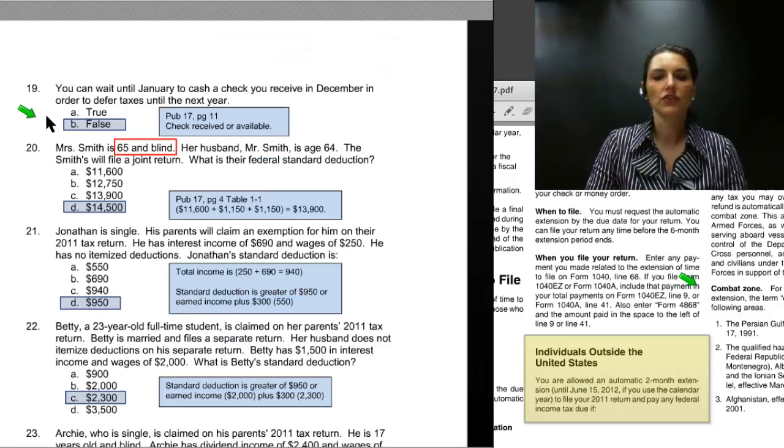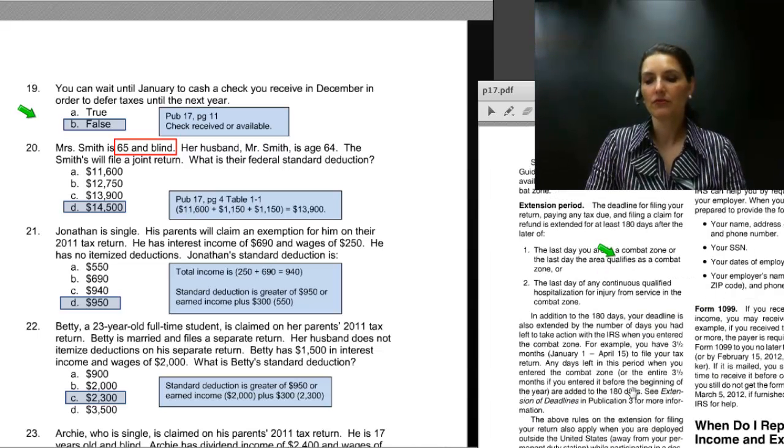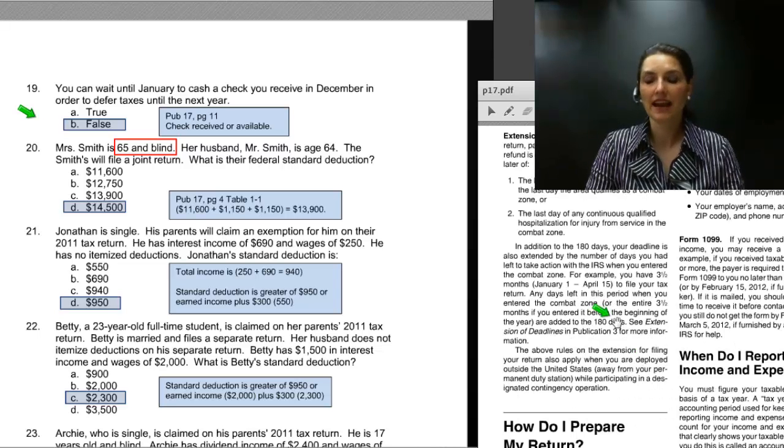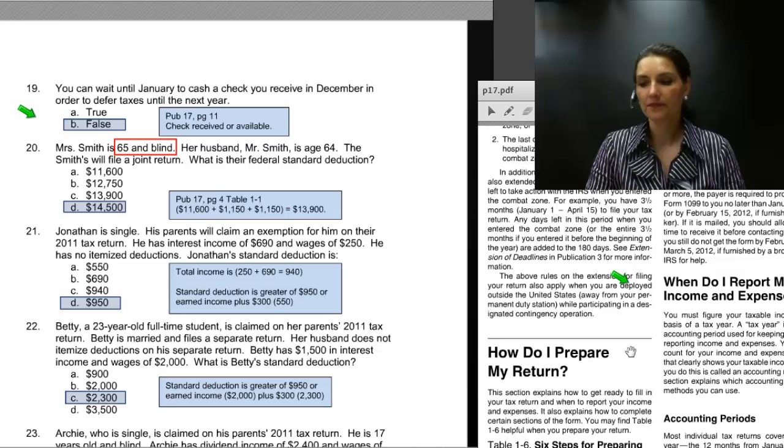Number 19, you can wait until January to cash a check you received in December in order to defer taxes until the next year. Well, that is kind of self-evidently false. You're trying to reduce your tax bill by pretending you didn't have money. The reality is you did have money, and the fact you chose to not put it in your account didn't change anything. You are still required to file.